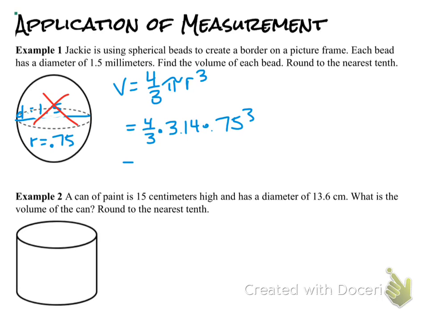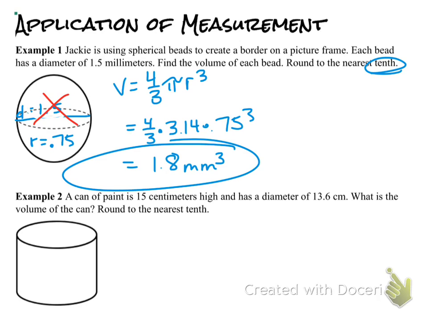So multiplying all those together, you're going to get 1.8 millimeters cubed. It rounds to the nearest tenth, so you got to round that up. It ends up being like 1.77 something. So it rounds up to 1.8 millimeters cubed. That's how you do it, straight up. You just got to be able to put the radius into there, and you're good to go.